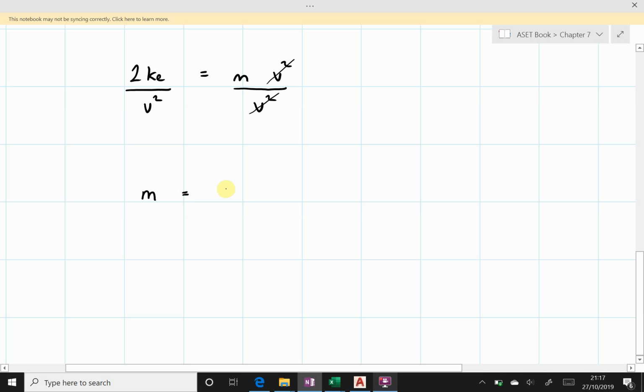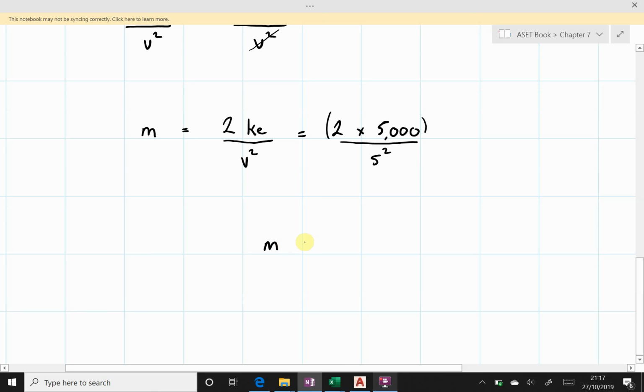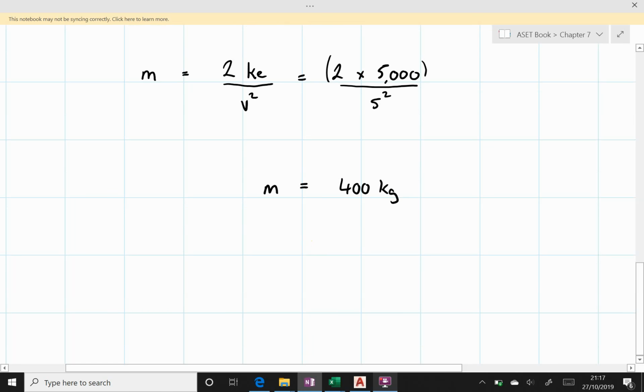And so the equation can now be rewritten as mass equals 2 times the kinetic energy divided by v squared. We're now in a position to sub in the respective numbers, and that just becomes 2 times 5000 all divided by 5 squared, and so mass equals 400 kilograms. And that's the final answer, and that concludes this particular question.